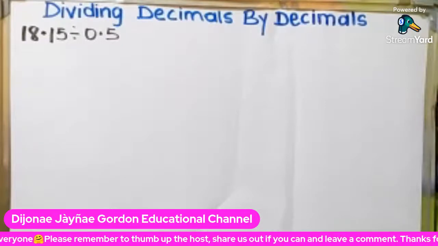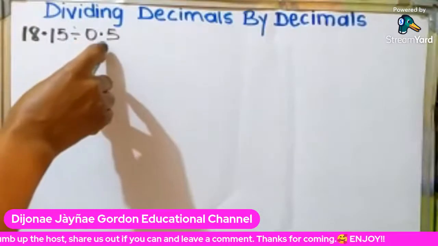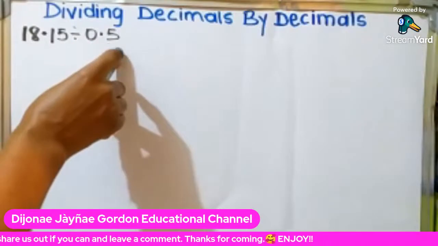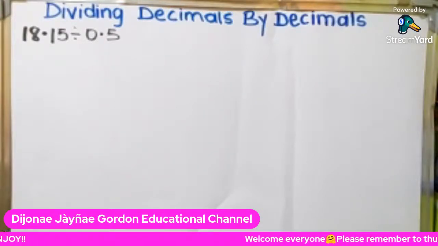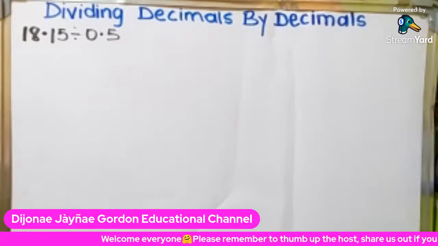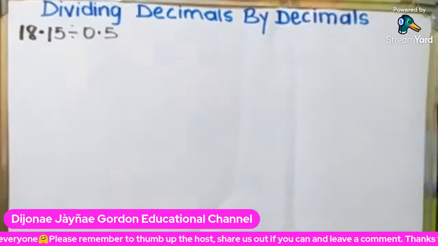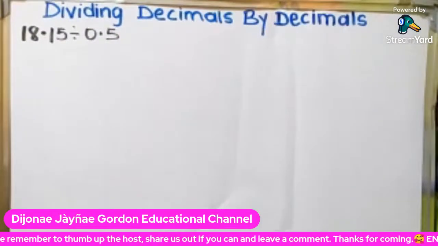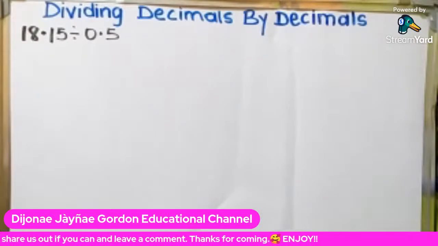All right, so the first thing we're going to do is to identify our divisor. What is our divisor in this problem? Our divisor in this problem is 0.5. That's our divisor. The next thing we are going to do is look to see how many decimal places we have after our decimal point. And of course, we have one decimal place right there.